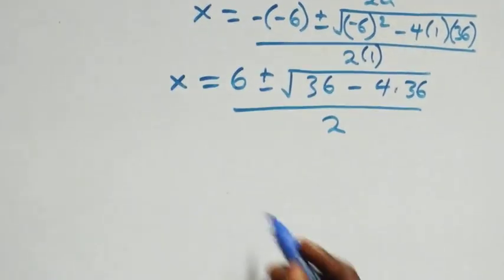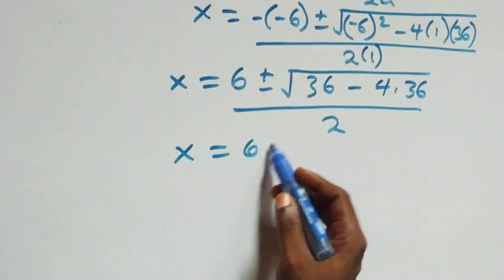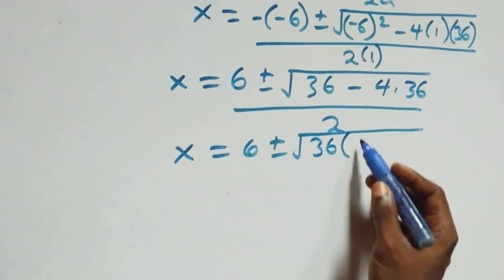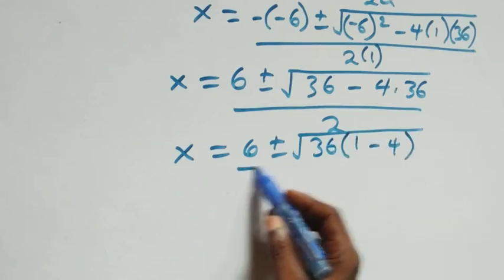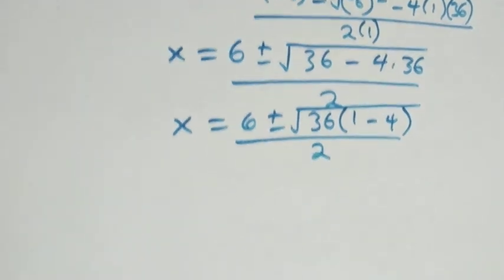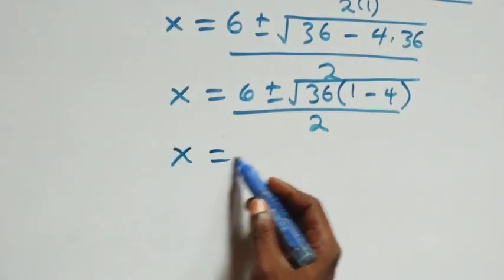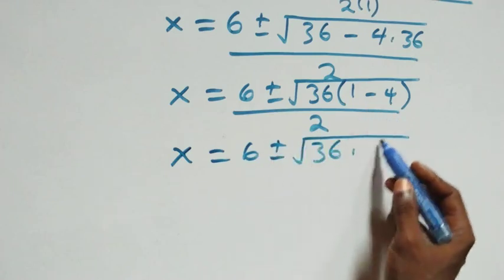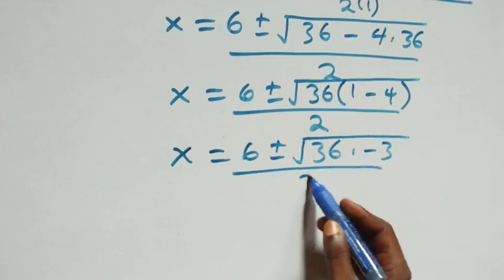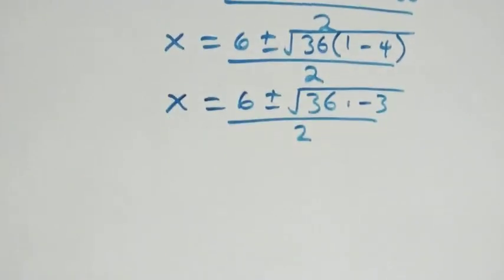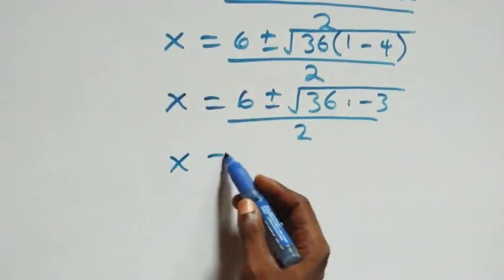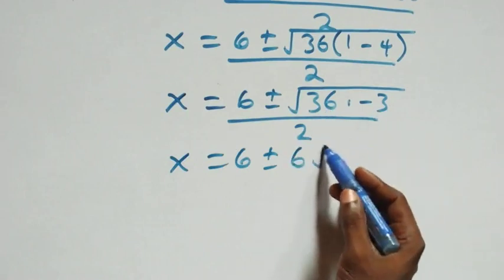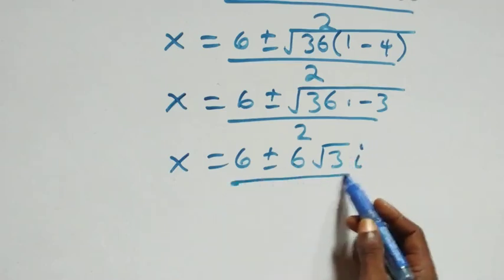The next step, we have x equals 6 plus or minus square root of. We can factor 36 out, and we are left with 1 minus 4 inside, over 2. Next, x equals 6 plus or minus square root of 36 times 1 minus 4, that's minus 3, over 2. And we can separate this into two roots. As this, x equals 6 plus or minus root 36, that's 6, then root minus 3, same thing as root 3 i, over 2.